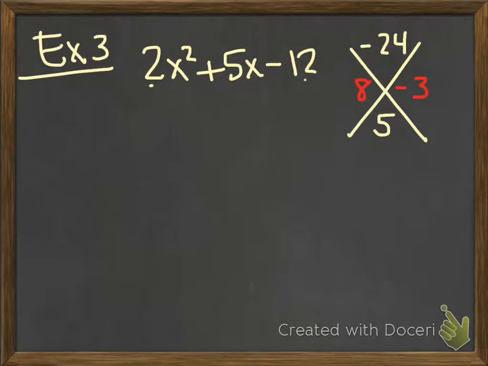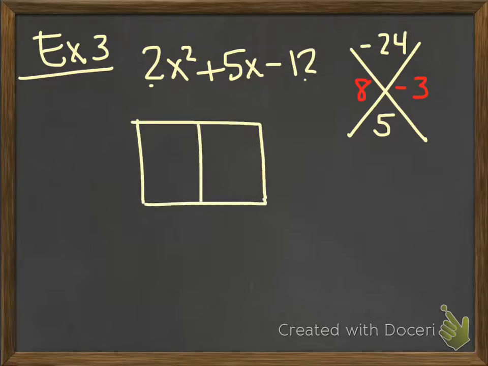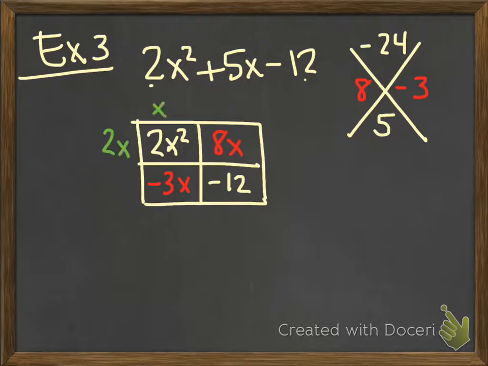Okay, then you're going to do a box. The first term, 2x squared, goes on the top left. The last term, negative 12, goes on the bottom right. The diagonals are 8x and negative 3x. Okay, so how do we get 2x squared? That's 2x times x. 2x times 4 gives us the 8x. X times negative 3 gives us a negative 3x.